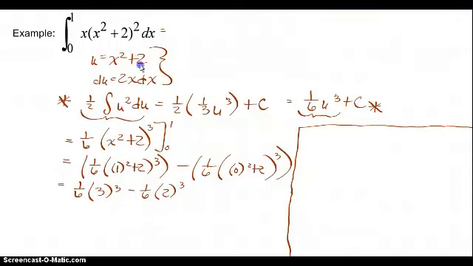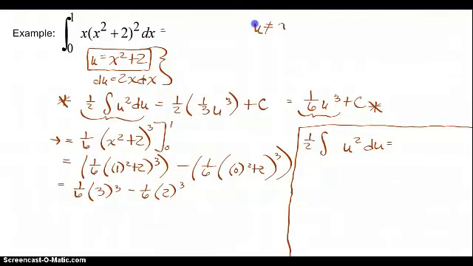So if we were given this problem, we would rewrite it in terms of u. But let's say we wanted a definite integral in terms of u, which we could definitely do, and then we wouldn't have to back substitute in terms of our original variable. Okay? Now here's something that is very, very important to what I'm about to tell you. I want to highlight the fact that u does not equal x. u equals x squared plus 2.